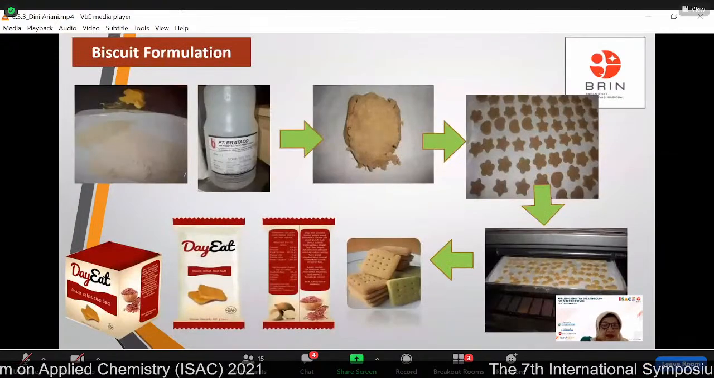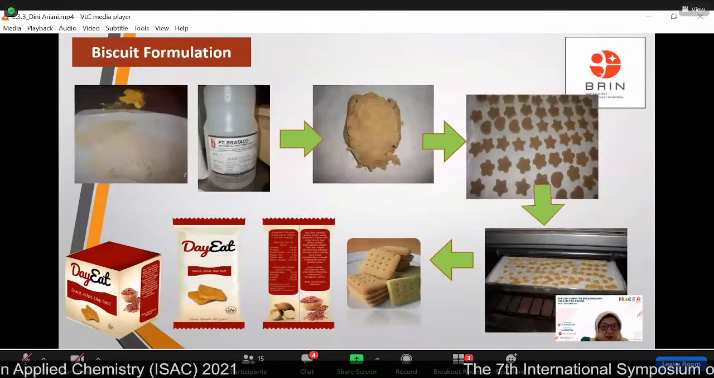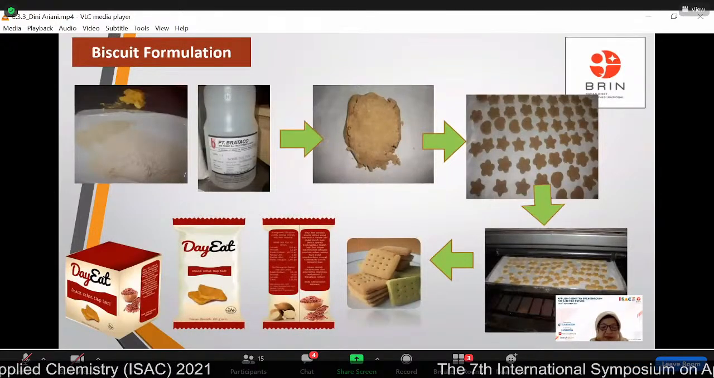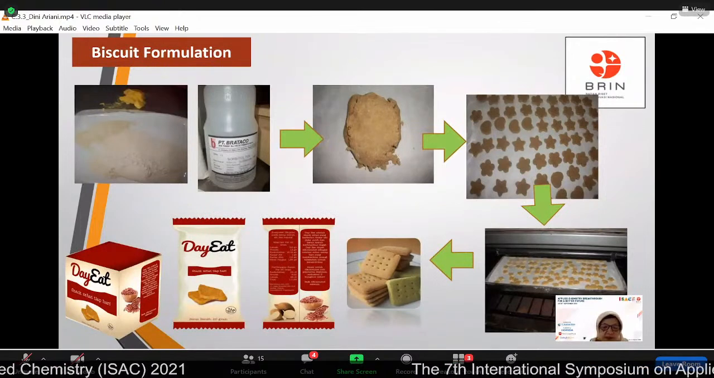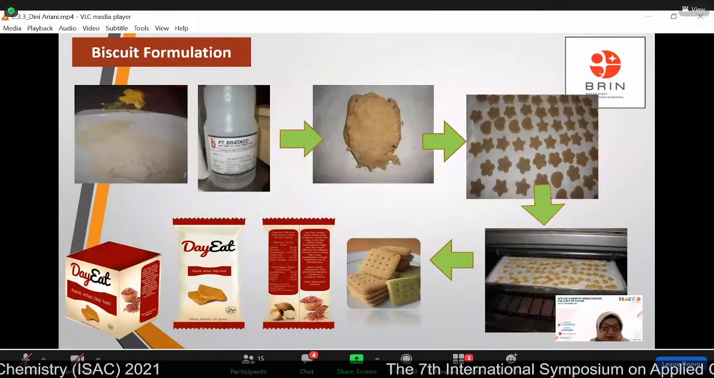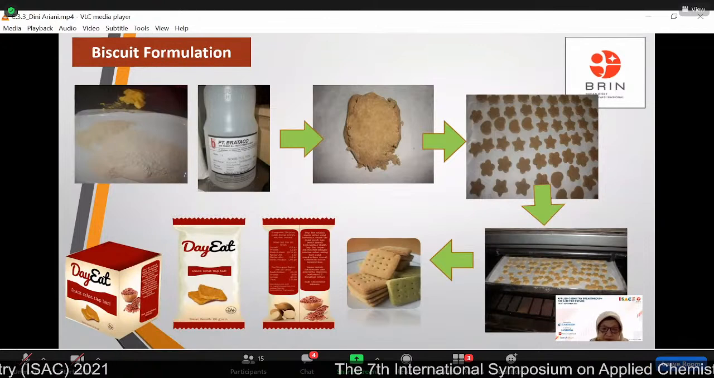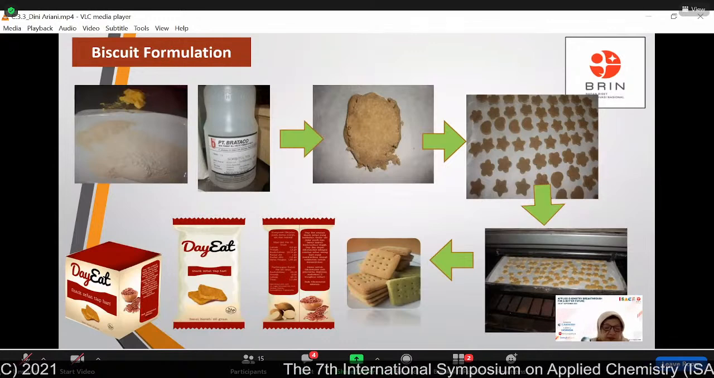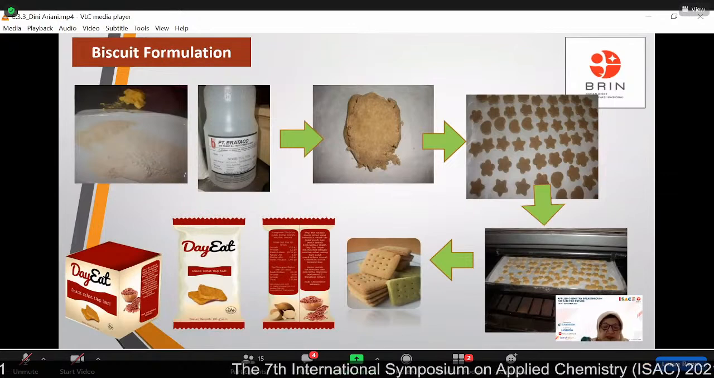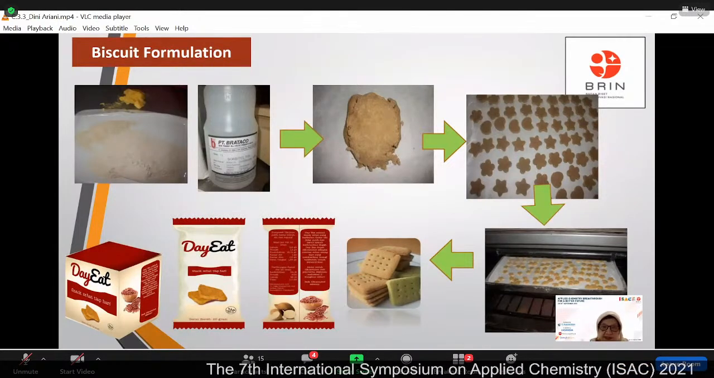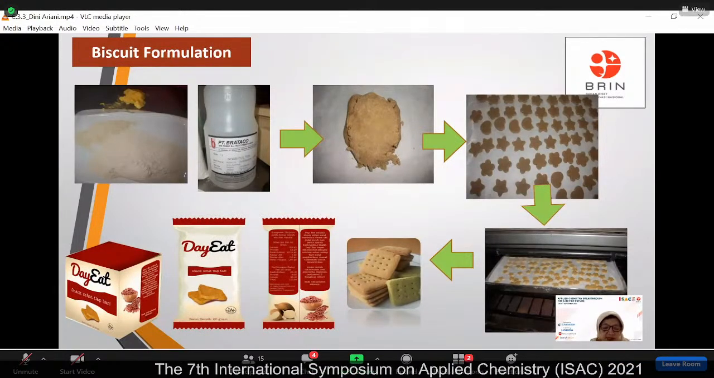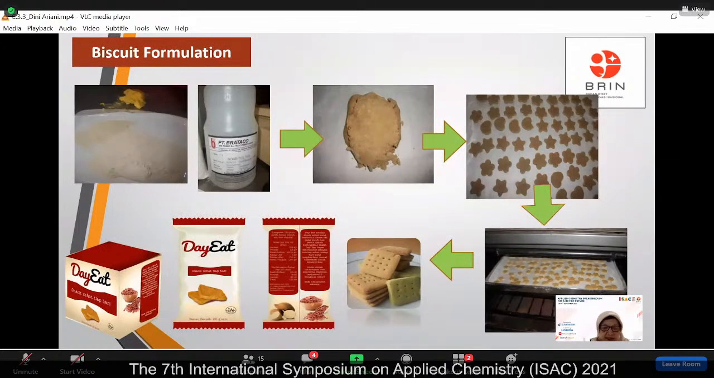For the biscuit formulation, in the first step, margarine, sorbitol, and egg were mixed to obtain a homogeneous dough A. And then in the next step, white sweet potato flour, inulin, red rice flour, seaweed flour, tempeh flour, baking powder, and vanilla were added to dough A, forming dough B. Dough B was then shaped using a stainless steel mold and baked in an oven at 160 degrees for 20 minutes.